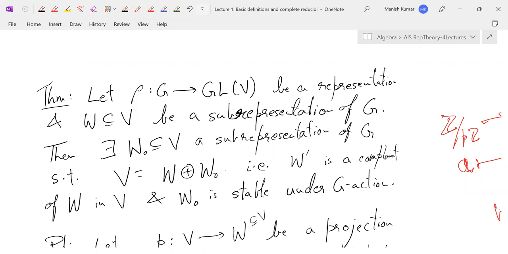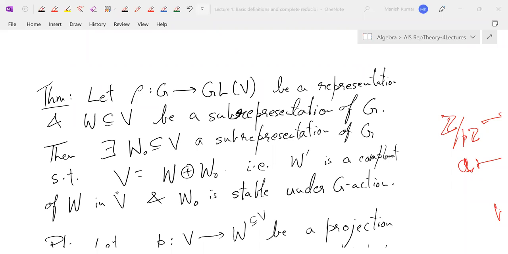You can think of elements of this as some matrices. So some linear algebra comes in, and linear algebra is easier to understand. So that is maybe one basic motivation to study representations. You want to understand groups using linear algebra, and I believe linear algebra is way easier than group theory. So that's one motivation.